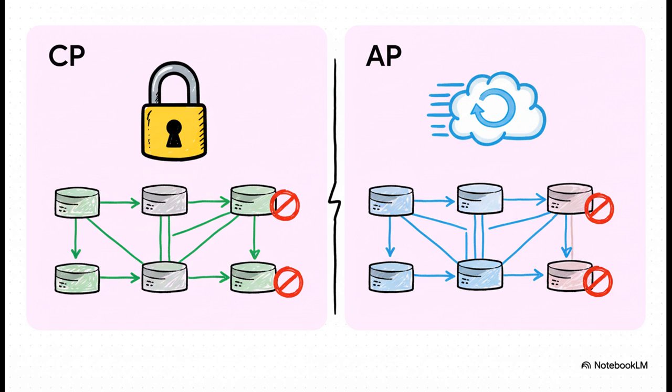But then, on the other side, you have systems that choose availability and partition tolerance. Think about Akamai's web caching. Their whole job is to deliver images and videos to you as fast as possible. They will always serve you something, even if it's a version from a few minutes ago, because for delivering content, speed is way more important than perfect up-to-the-second consistency.